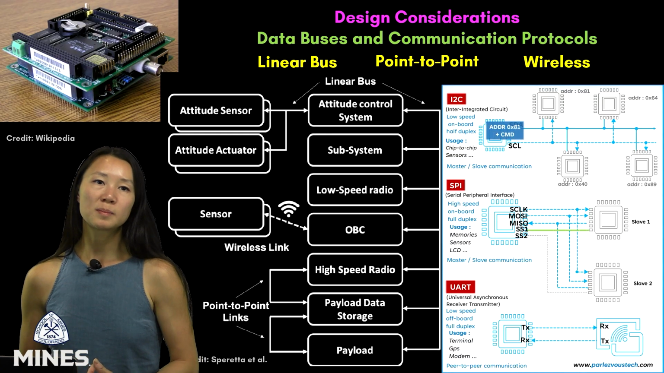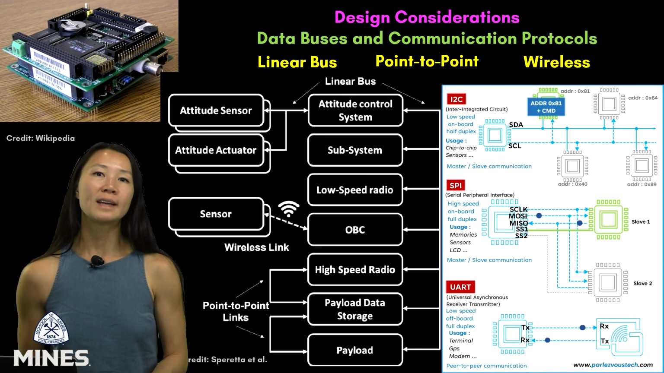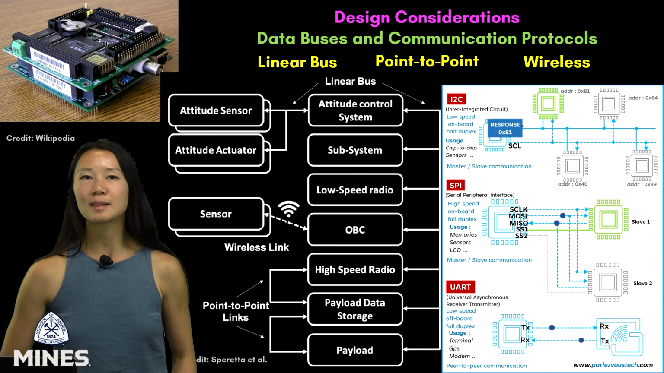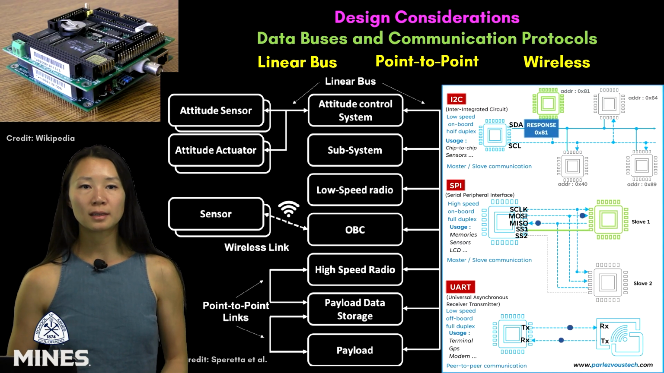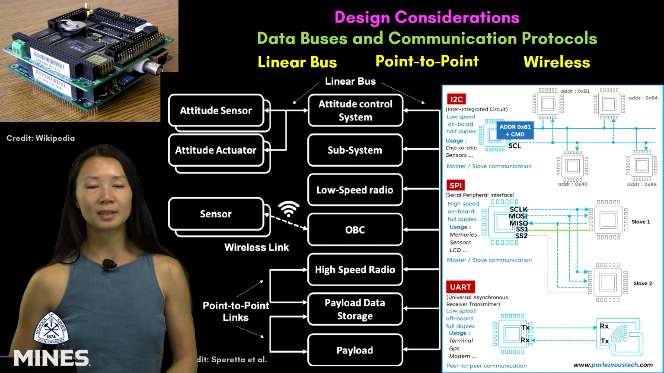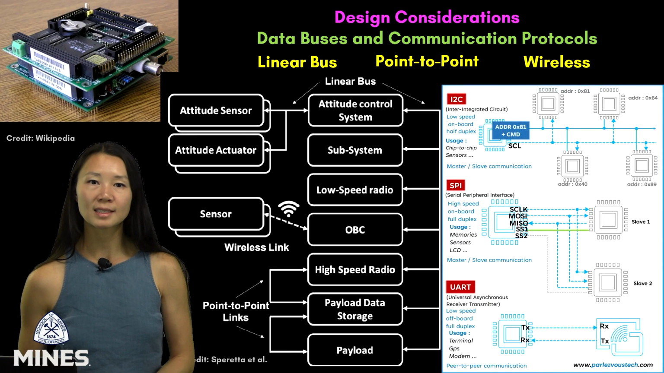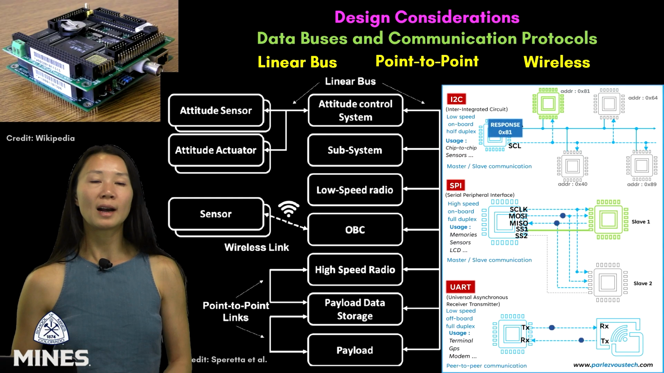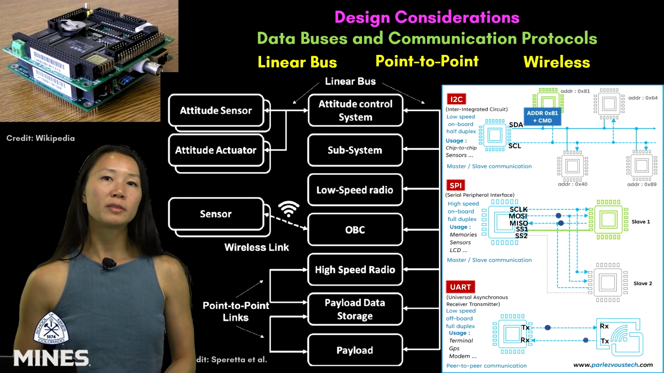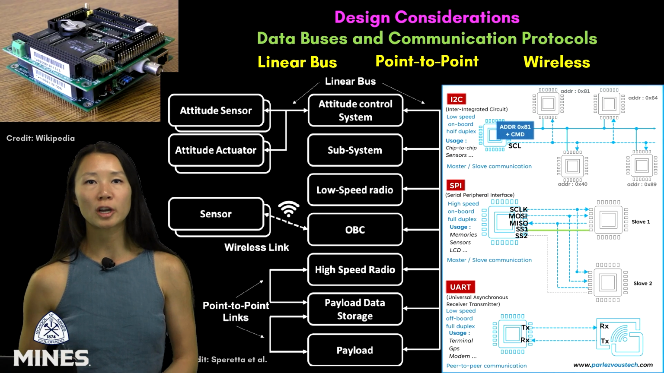SpaceWire is a high-speed, highly reliable point-to-point protocol developed for ESA missions, and Ethernet, which is, yes, something that you use on ground, is increasingly used for payload data or internal spacecraft networking. Each bus comes with trade-offs in speed, where point-to-point is fastest, trade-offs in robustness, where CAN and SpaceWire are ideal, and number of nodes, where linear buses are easier to scale but more prone to shared failures.